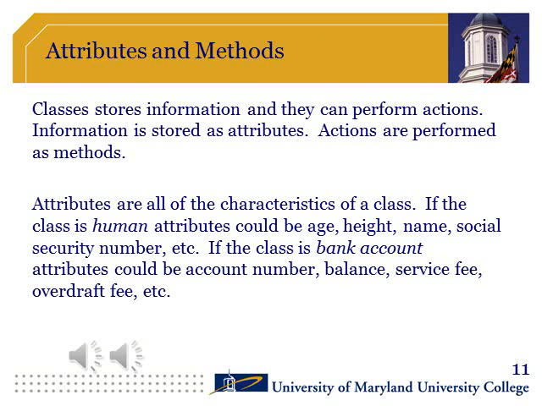Classes store information and they can perform actions. Information is stored as attributes. Actions are performed as methods. Attributes are all of the characteristics of a class. If the class is human, attributes could be age, height, name, social security number, etc. If the class is bank account, attributes could be account number, balance, service fee, overdraft fee, etc.